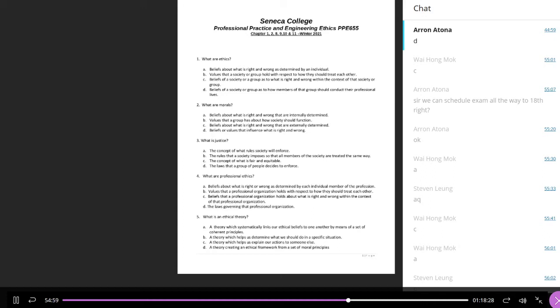Question number 1, what are ethics? That's right, Wei Hong. In our textbook, it's the beliefs of a society or group as to what is right or wrong.